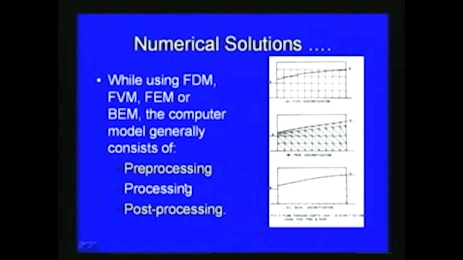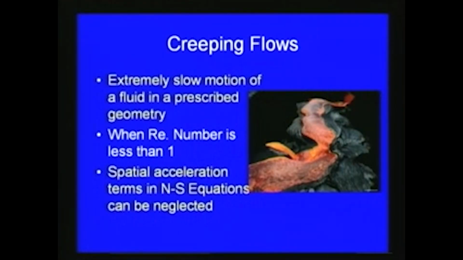So, essentially we have 3 steps: one is pre-processing, second is processing, and third is post-processing. So, that is about the numerical methods to solve the Navier-Stokes equation for various problems by using different methodologies. Before closing this chapter, we will be discussing 2 more typical problems where we can approximate the Navier-Stokes equation and try to get an analytical solution.